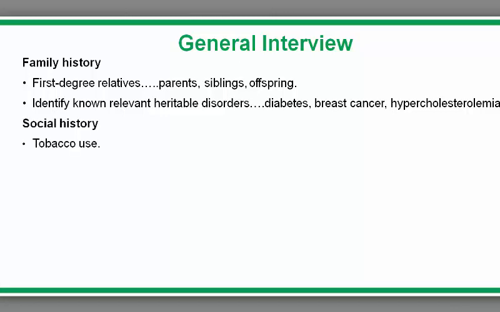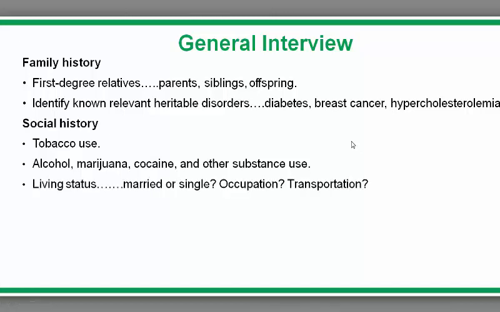The social history relates to the behaviors and other activities that the patient habitually takes part in. So this includes tobacco use, any use of recreational types of drugs, including marijuana, other illicit drugs such as cocaine, and alcohol usage, which will have an important consideration when it comes to exercise prescription. The living status will give the exercise physiologist an understanding of what sort of physical demands or other stressors may be placed on the individual.